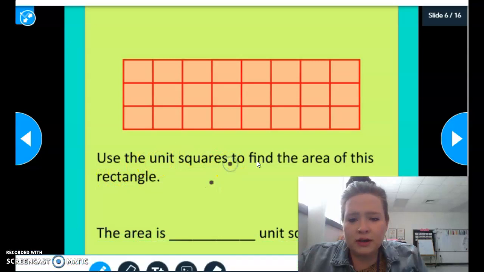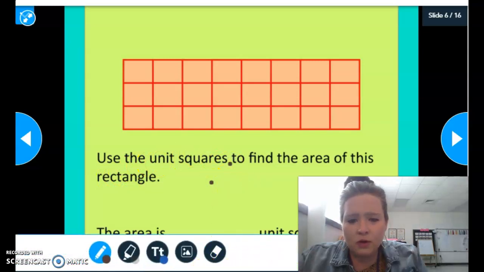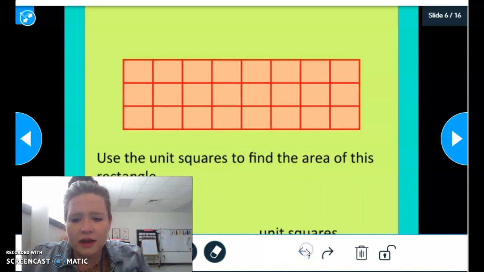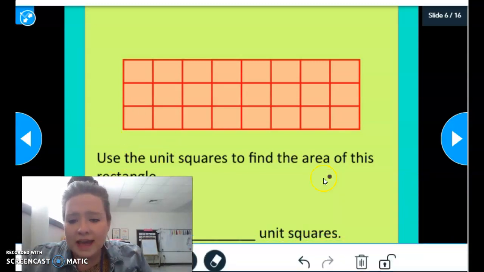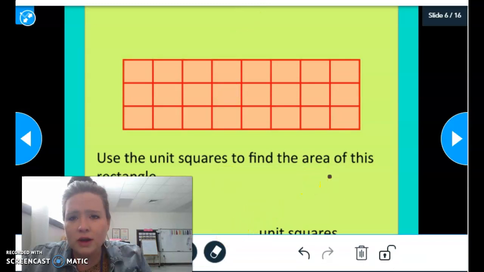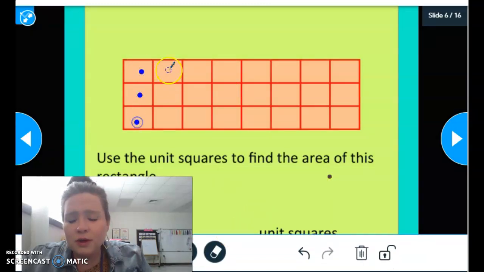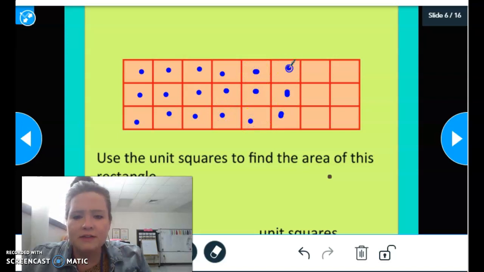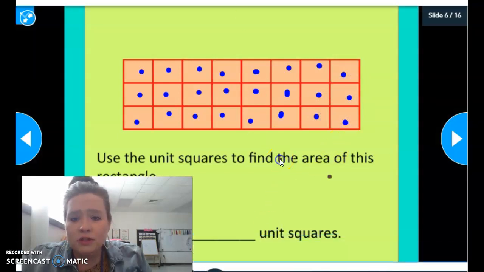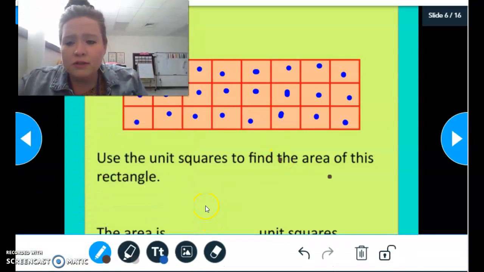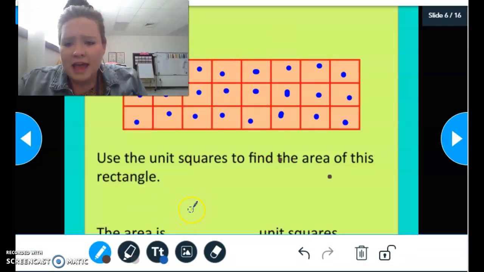Use unit squares to find the area of this rectangle. Well, again, we can count our unit squares. 1, 2, 3, 4, 5, 6, 7, 8, 9, 10, 11, 12, 13, 14, 15, 16, 17, 18, 19, 20, 21, 22, 23, 24. Okay, so we can count those unit squares, and the area would be 24.